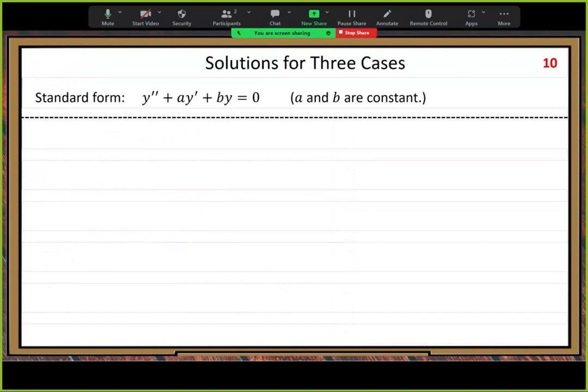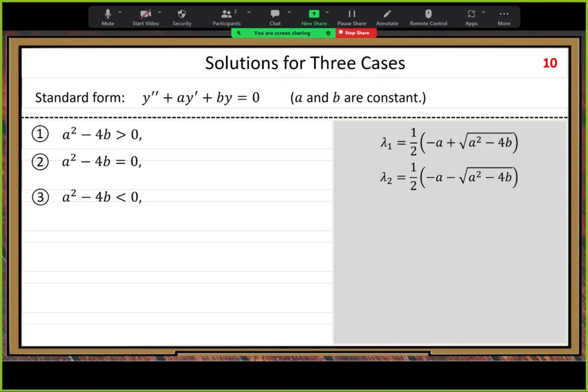That's the third case. Next, we need to write solutions for all these three cases. First case, we already have it. That's easy. But we need to write out the second case and third case solutions, especially the complex case. All right. The first case, second case, third case. And y1, y2, we put it here. We need to use it to write our solutions.